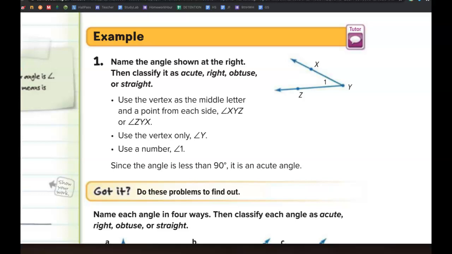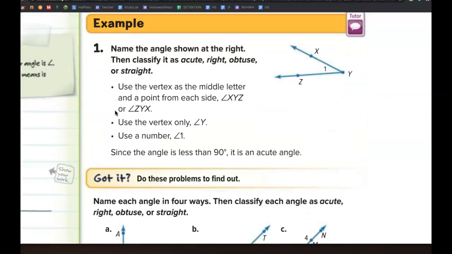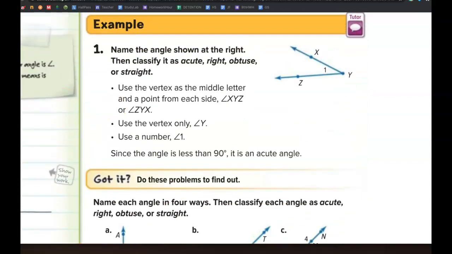What page is it? I never said it. 536. Yes, 536. Example 1. Okay, so first of all, it says to name the angle.